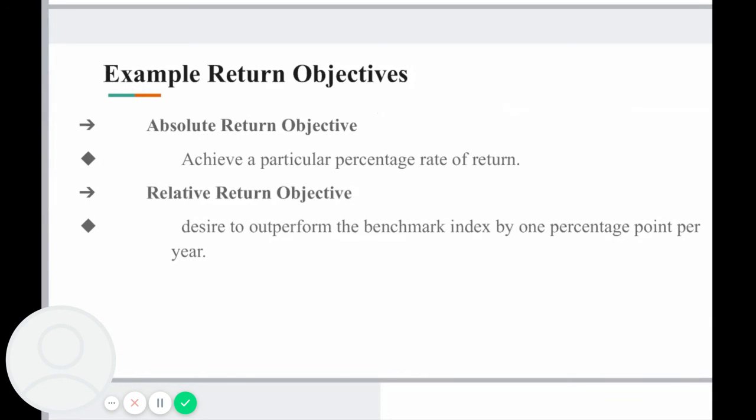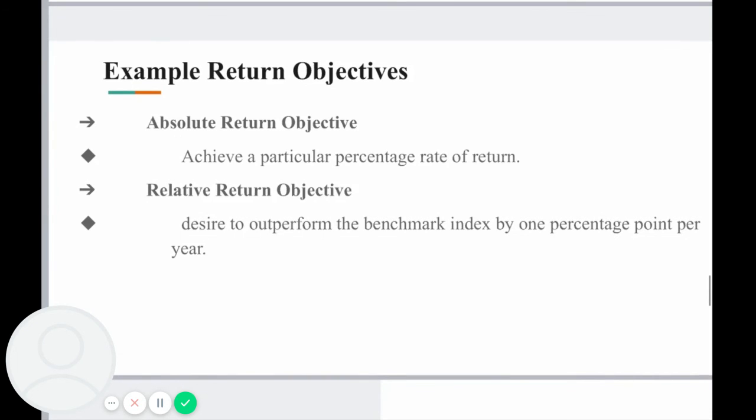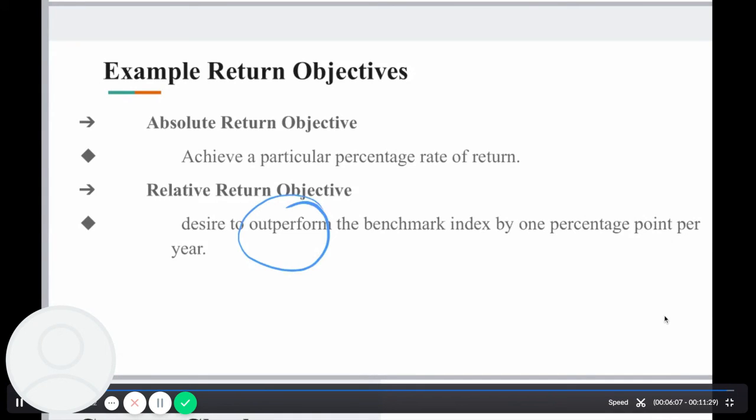If a client has a desire to outperform the benchmark stock index by 1 percentage point, so here the client wants to outperform the benchmark stock index, then the return objective is relative.